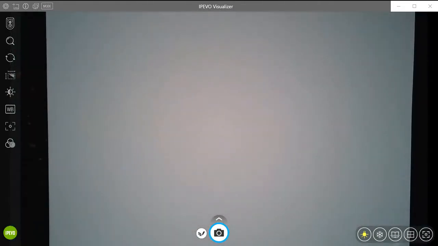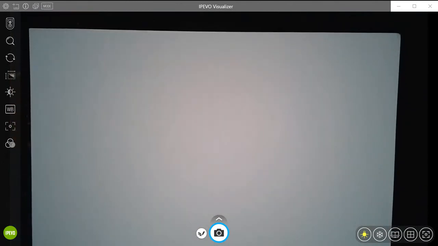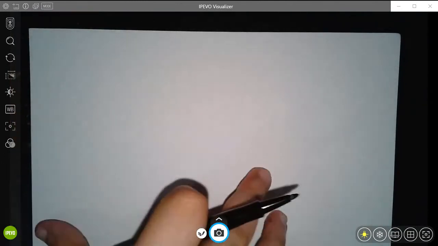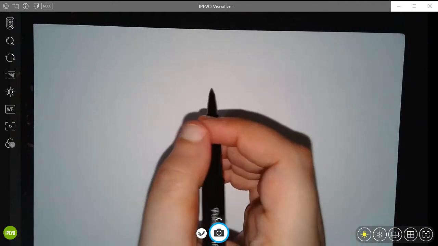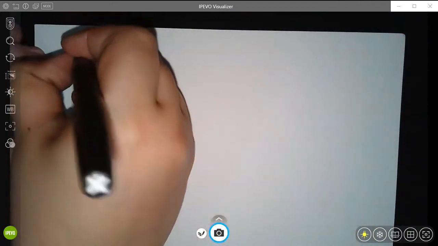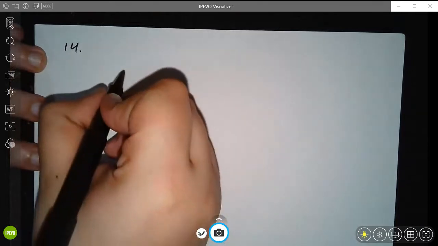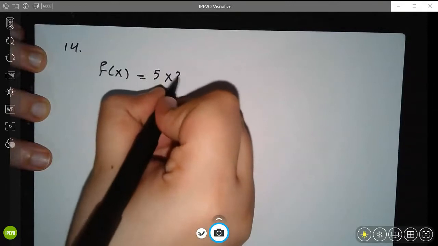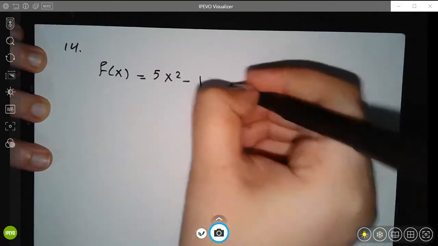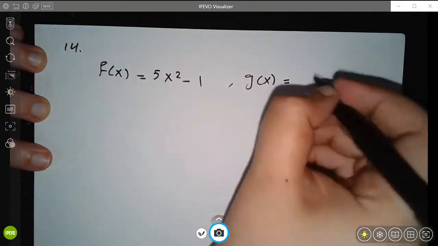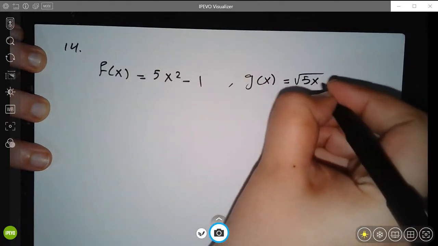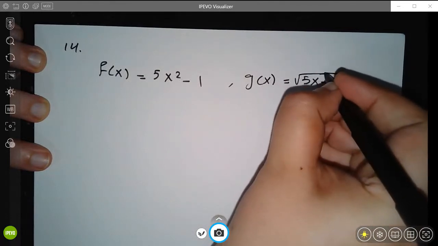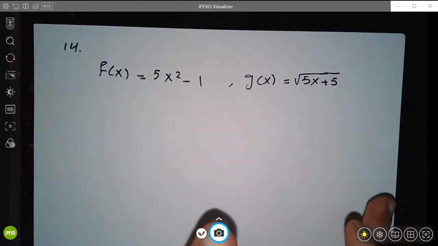The more practice you get on these, the better. Here you go. Let's play with another two functions. Okay, how about number 14 this time? So we're going to do 14. We have f of x, which is 5x squared minus 1, and g of x, which is the root of 5x plus 5, all of it under the root. All right?